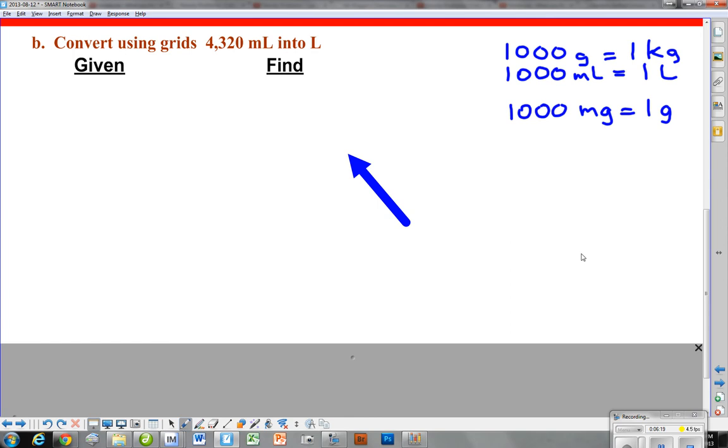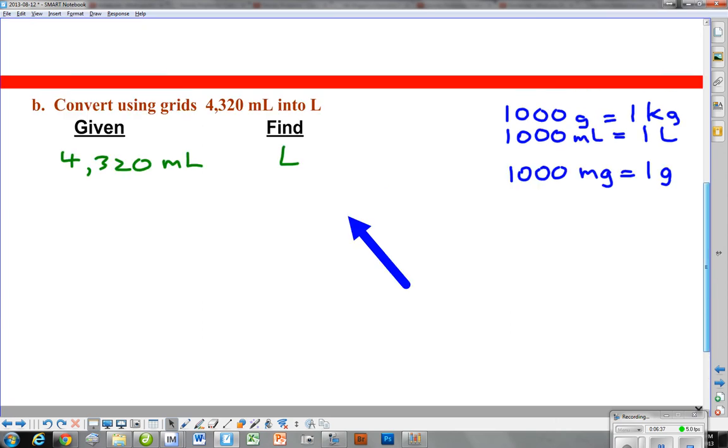So, for the given, we're going to write 4,320 and the unit of measure next to it, milliliters. Over on the find, we've got liters. And I just realized we've got to sandwich in the end of the last problem. So let's go do that.